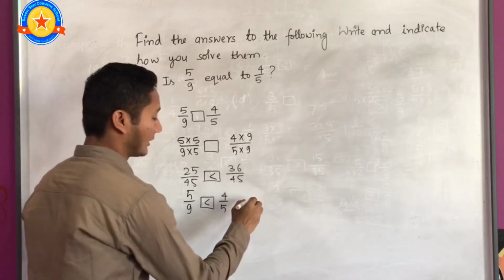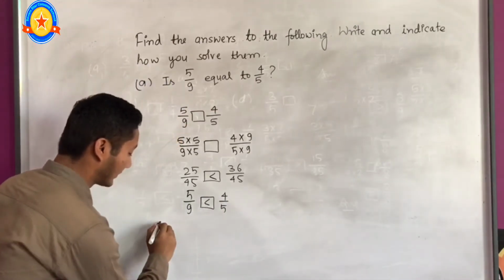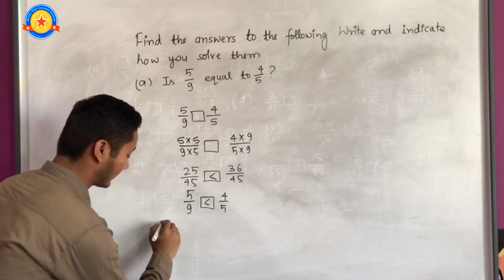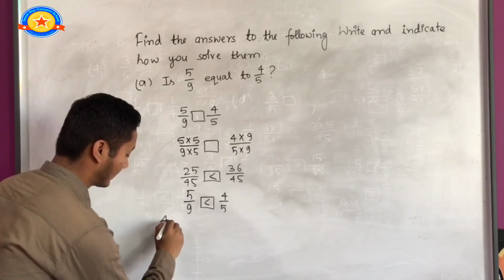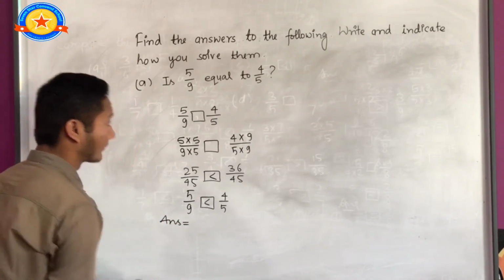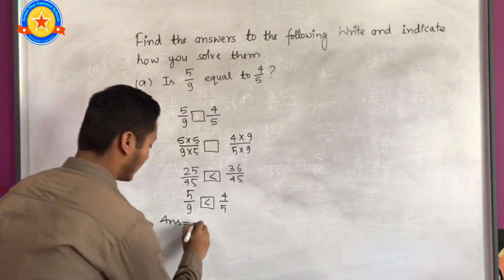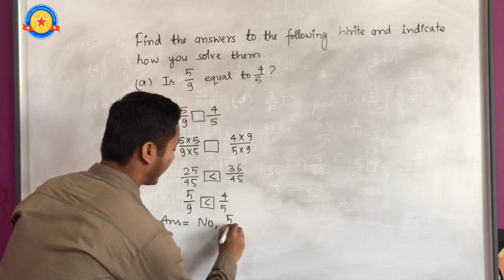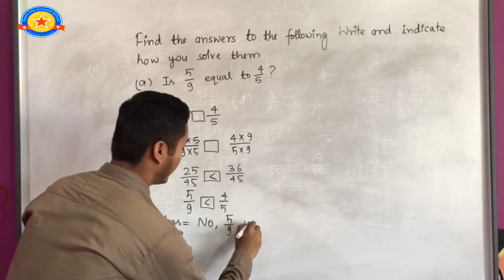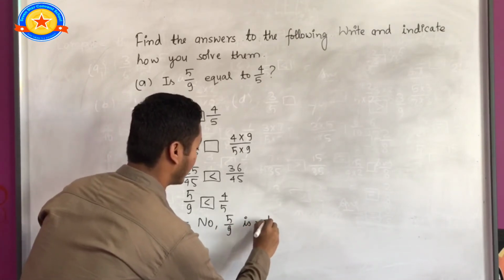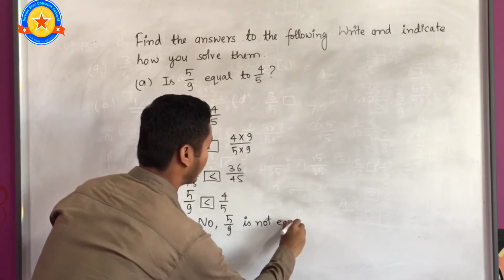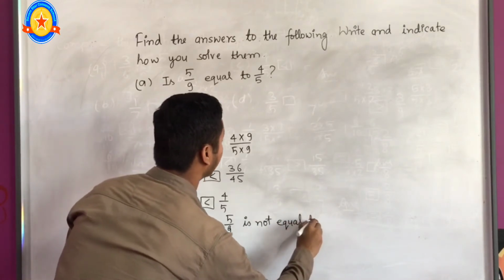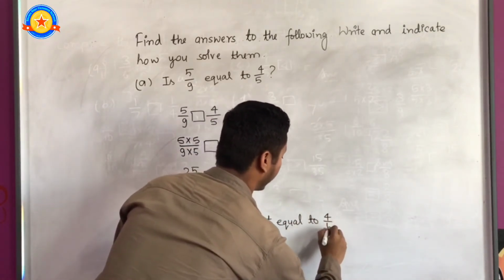That means our answer will be no, 5 by 9 is not equal to 4 by 5.